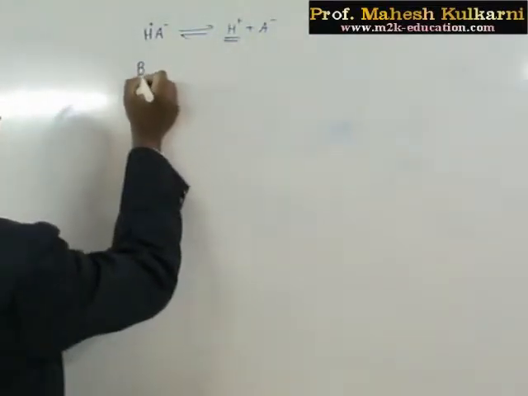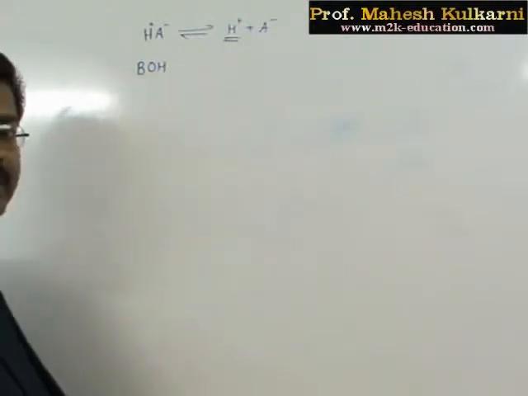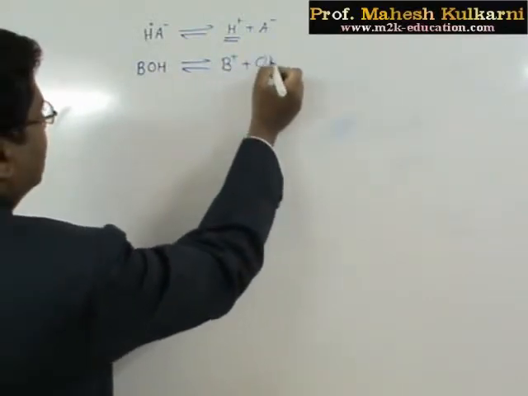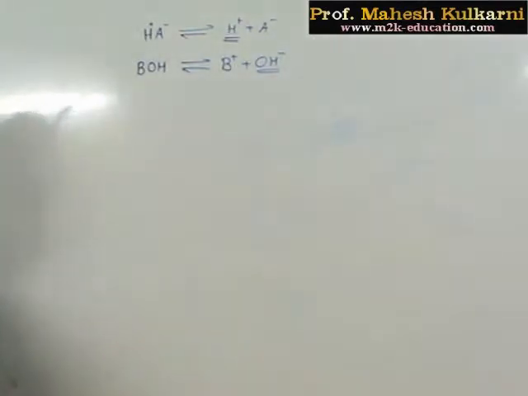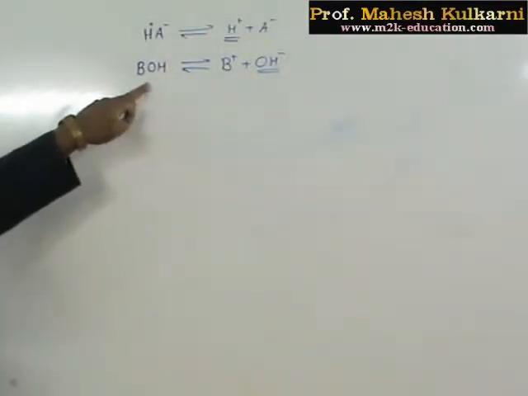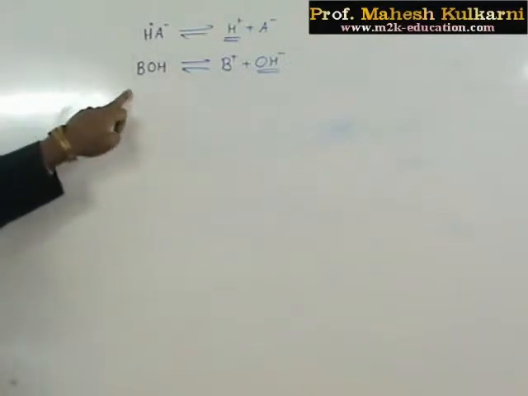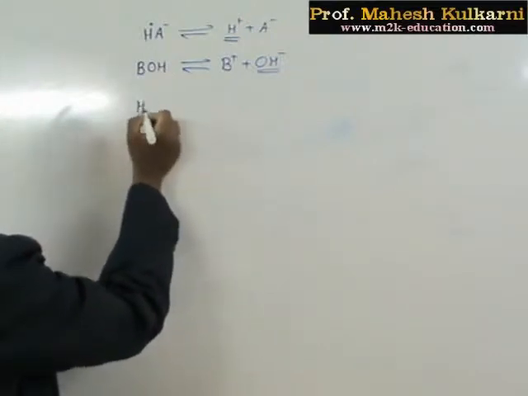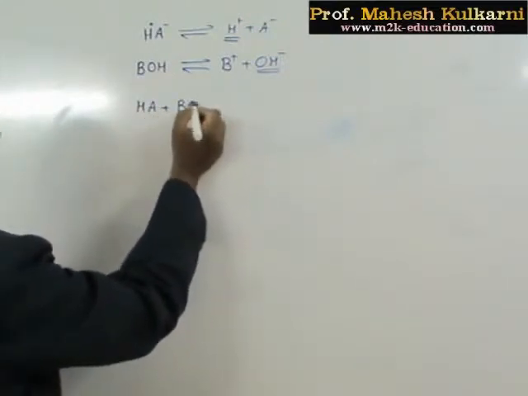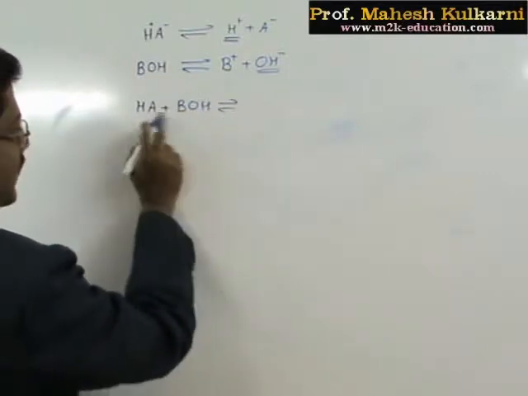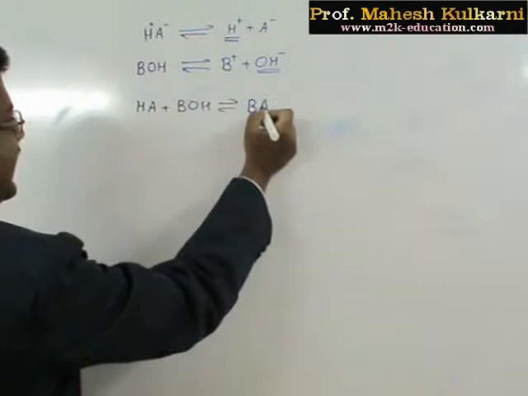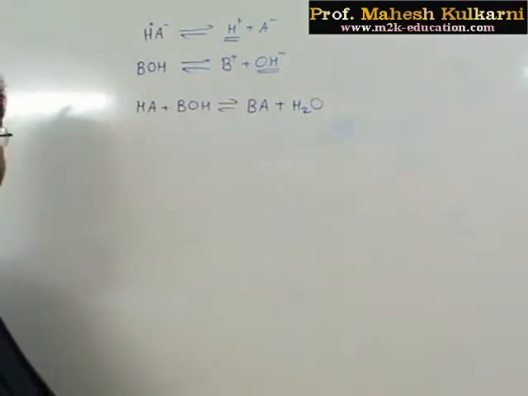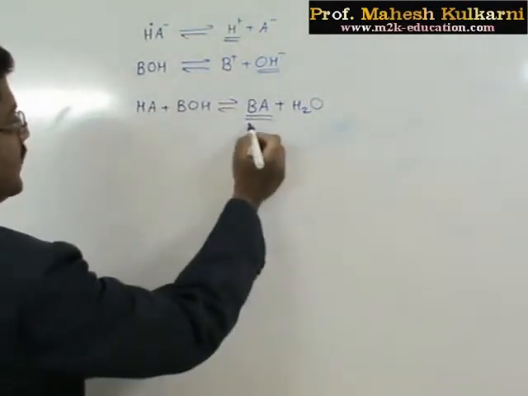In the same way, I can write a base as BOH. Why BOH? Because on dissolution, it will give B plus and OH minus. As OH minus is donated, this substance is called a base. So generally we call the acid HA and the base BOH. Then salt. Now try to recollect: acid reacts with base to give salt, where B is positive and A is negative, plus water, that is H2O. You can find here this is salt.